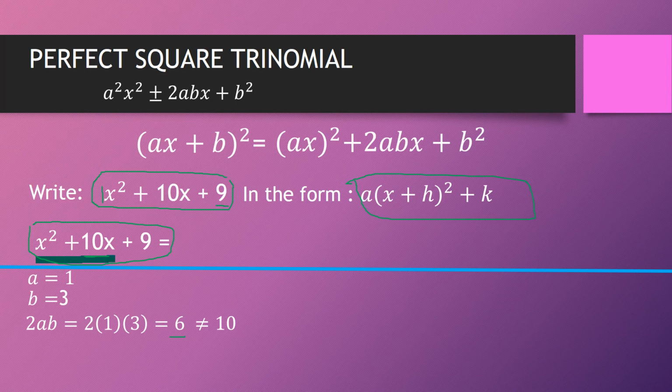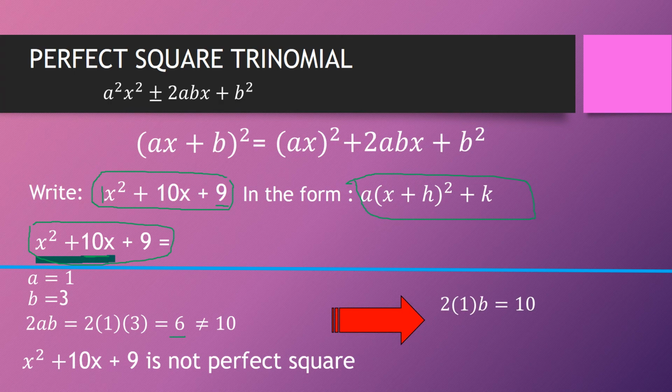Forget the 9. I use the 9 at the end. But I have to select the first two terms to complete a square. Then I need the value of b. When I find the value of b, and I use b squared and add it here, I complete the square. Now, what do I have to do?